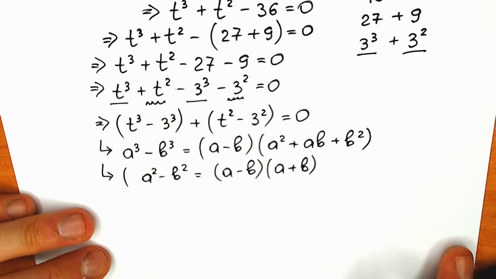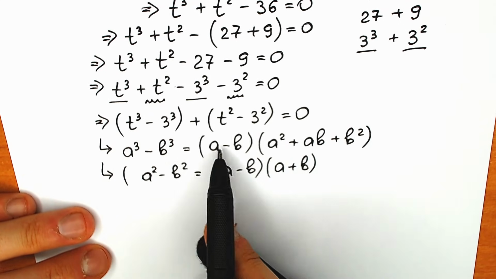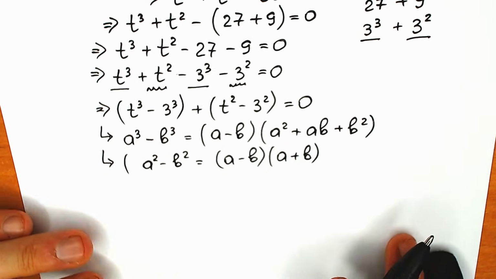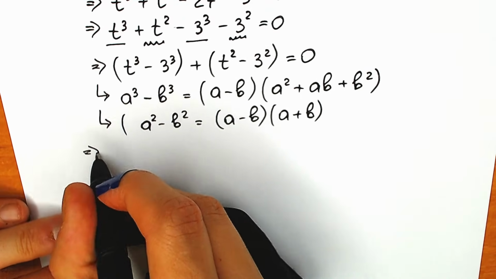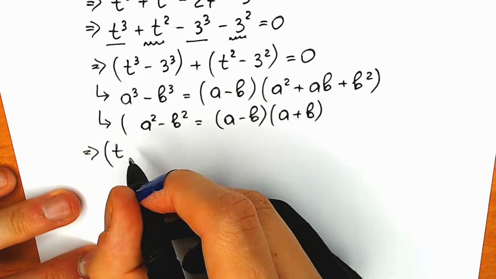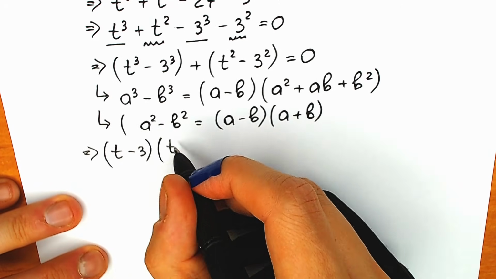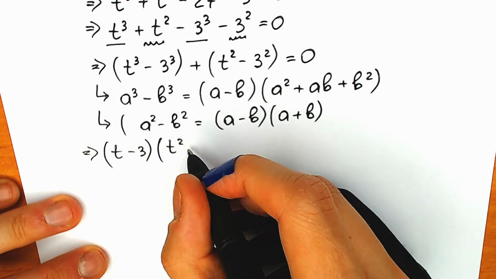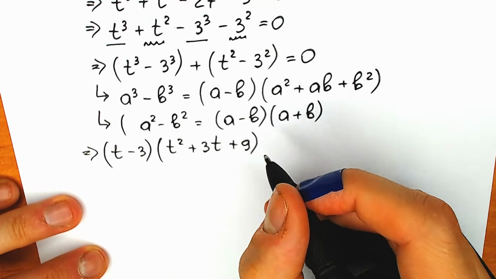Really great. And right now, let's apply this. Let's expand it in terms of this formula, difference of cubes right here and difference of squares right here. So let's start on the left side. What do we have as a result? t minus 3. I just do this formula real quick. t minus 3, and in another parenthesis, we have t squared plus 3t plus 9.